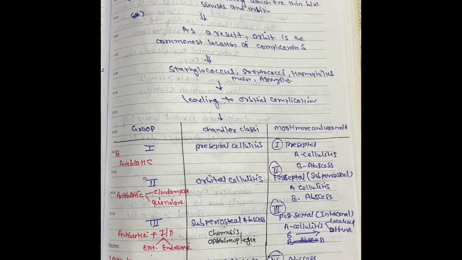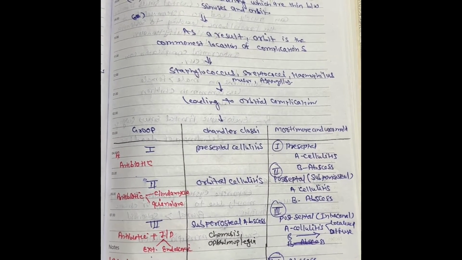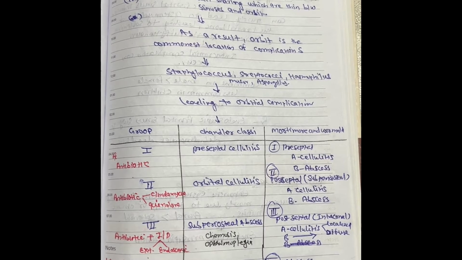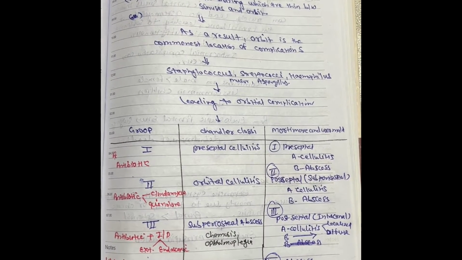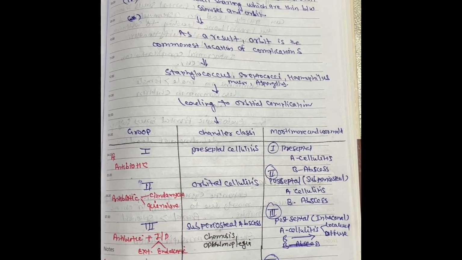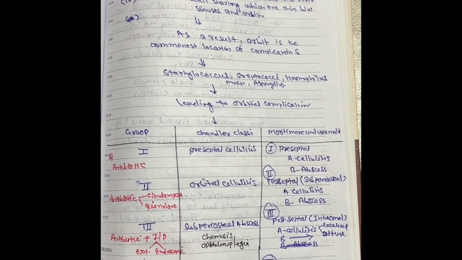According to Chandler classification, type 1 is preseptal cellulitis, where mainly antibiotic is effective. Type 2 is orbital cellulitis. Type 3 is subperiosteal abscess. Type 4 is orbital abscess. Type 5 is cavernous sinus thrombosis.